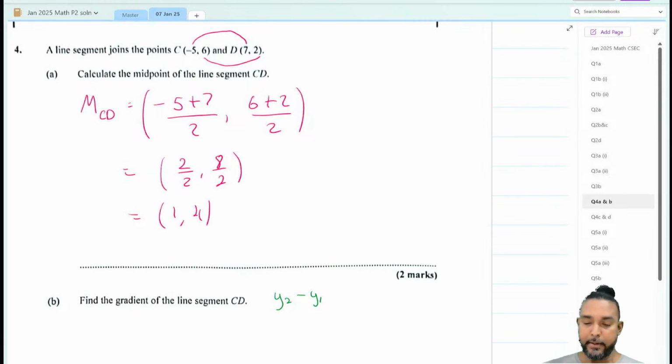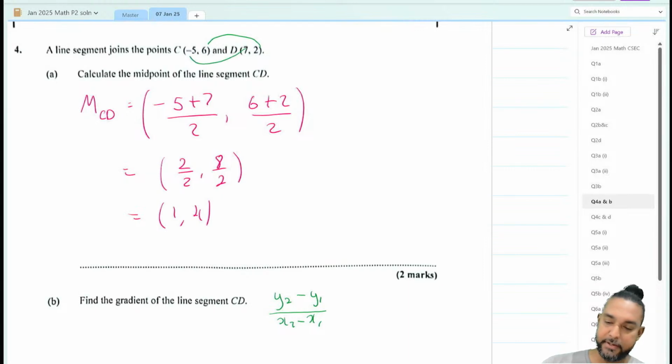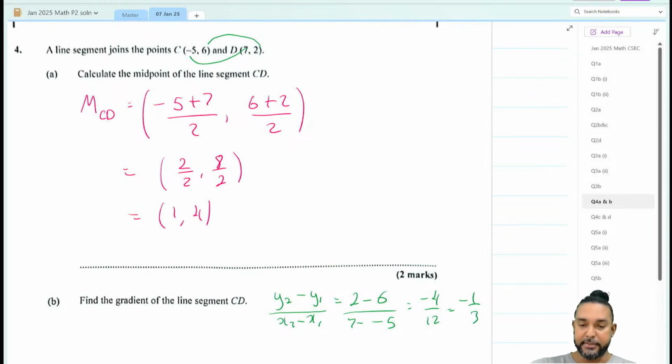Okay, yeah, so the change in y divided by the change in x. So let's go back on top of here. It doesn't matter, so you can do 2 minus 6 over 7 minus 5. That's minus 4 over 12, so you have minus 1/3. Let me double check that. 2 minus 6 is minus 4, and 7 minus 5 is 7 plus 5, which is 12. Minus 4 over 12 is minus 1/3, right?